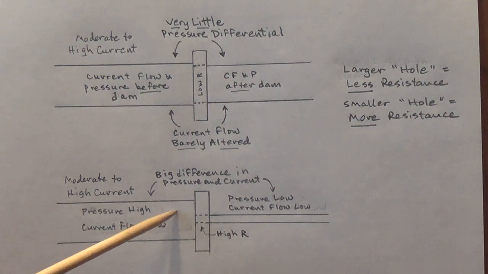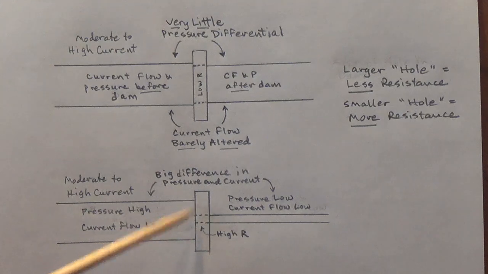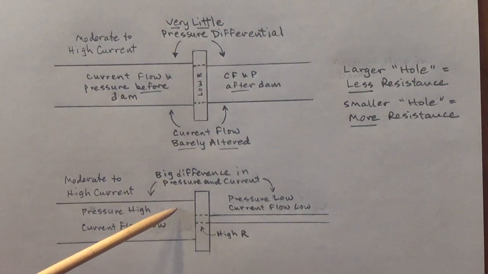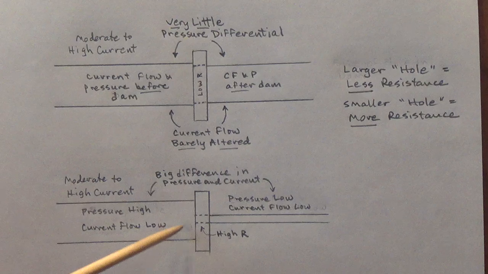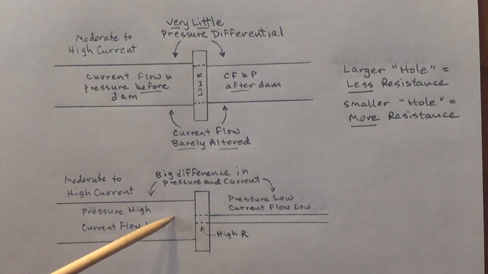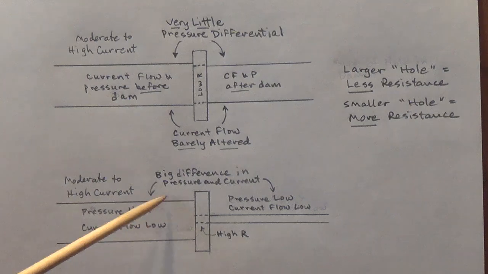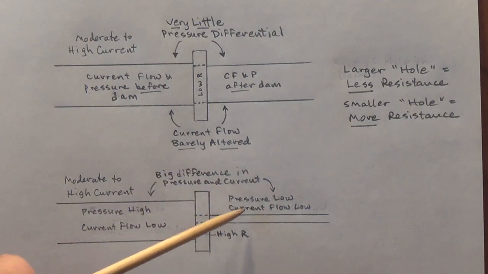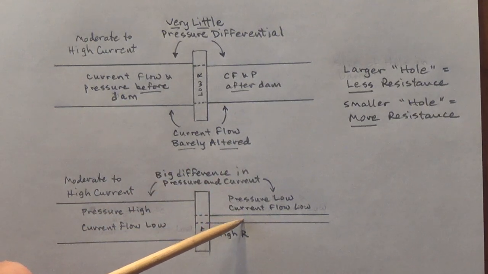You can imagine the water pressure building up behind this dam is going to have a great deal of pressure against the dam face, and that is what we equate to voltage, because voltage is electrical pressure. So the voltage on this side of the dam, or pressure, is much, much greater than the voltage or pressure on this side of the dam.